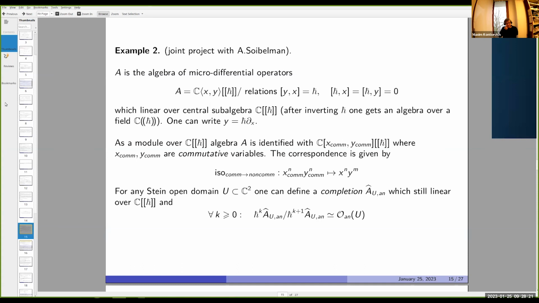In fact, it's something like a quantization of the algebra of polynomials in two variables, but one can make certain completions. For any Stein open domain U in C2, one can define a completion which depends on U, and it's analytic, and it's a complete module over series in h bar. And if you consider subsequent quotients, you get, instead of polynomials, algebras of holomorphic functions in these domains.